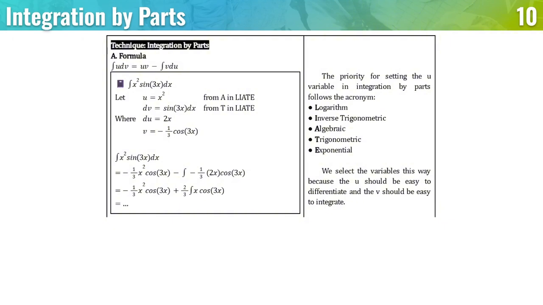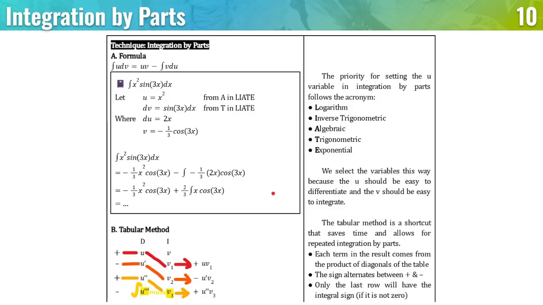We should select the variables to make the u easy to differentiate and the v easy to integrate. So here, we have x squared as the thing that is easy to differentiate, and sine 3x dx is the one that we integrate. As you can see, when we do it once, it's still not done yet because in the integral of x cosine 3x, we have to do it again. It might go repeatedly, that's why it's not done here. So we have an easier way to do that, called the tabular method or the DI method. This is a shortcut that saves time and allows for repeated integration by parts.